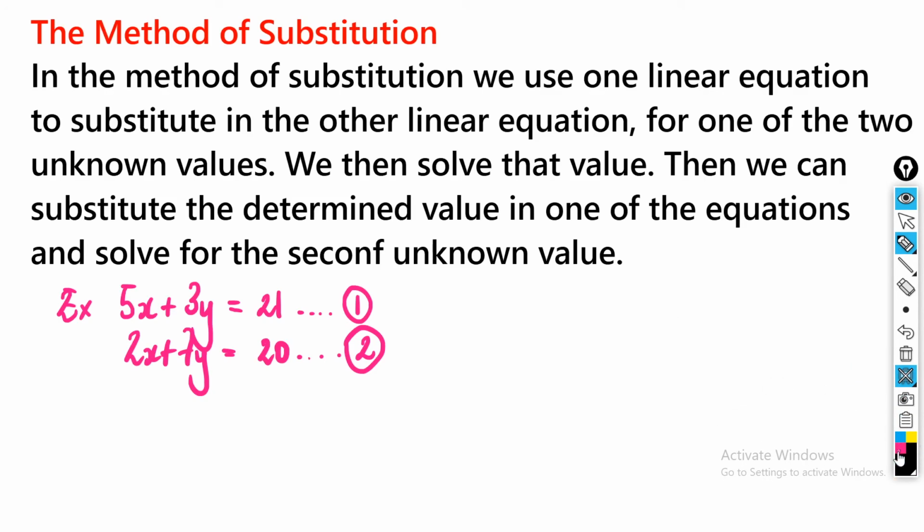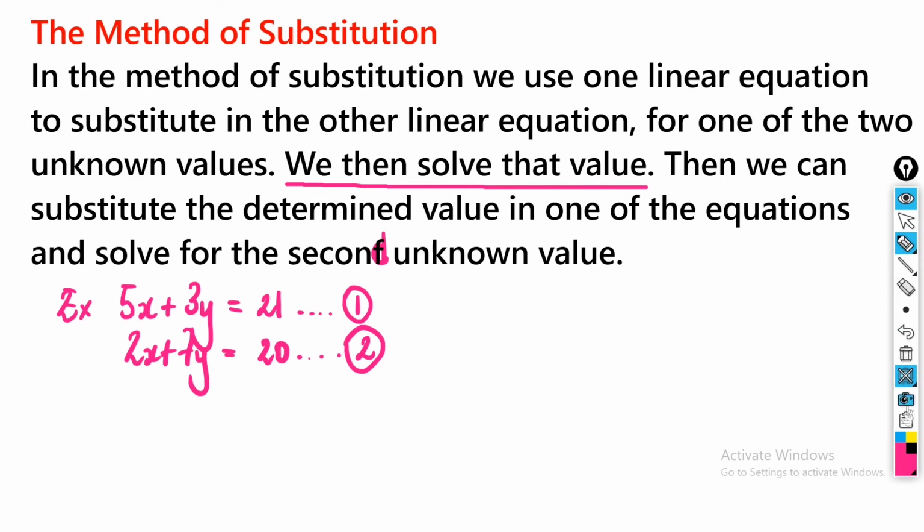All right, guys. So we're going to be looking at the method of substitution, right? And I mentioned earlier, this is my favorite method. I just really like to substitute instead. It's just much easier in my opinion. So it says here in the method of substitution, we use one linear equation to substitute in the other linear equation for one of the two unknown values. We then solve for that value, then we can substitute the determined value in one of the equations and solve for the second unknown value. This should be second. I'm not sure why I typed an F, but this should be second, right?